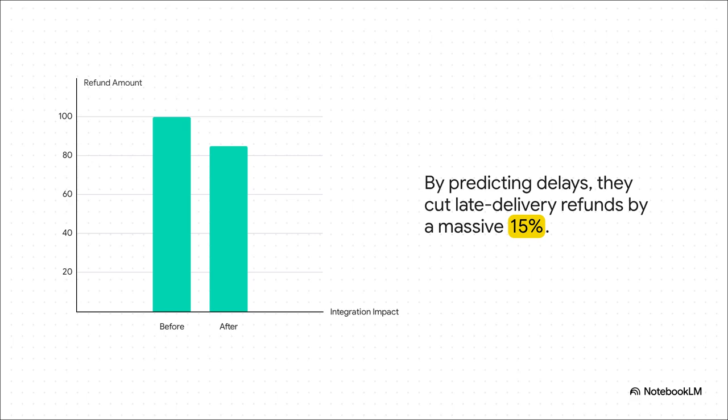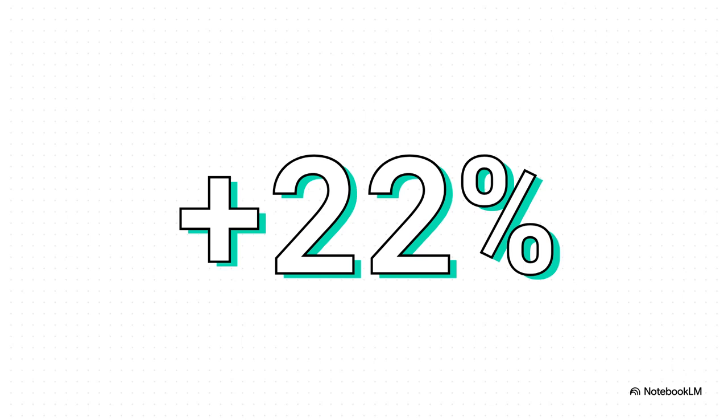That is real money going straight back into the business. And get this, a 22% jump in the accuracy of their delivery ETAs. This is a game changer. It's the direct result of streaming that live GPS data from the drivers. For a hungry customer, this is the difference between a vague guess and a reliable countdown on their phone. It builds a ton of trust, and it dramatically cuts down on those "where's my food" support calls.